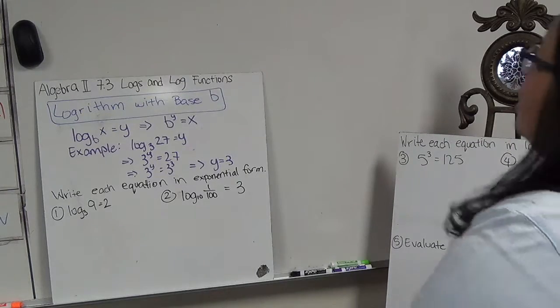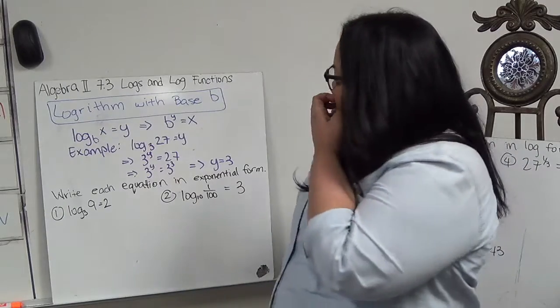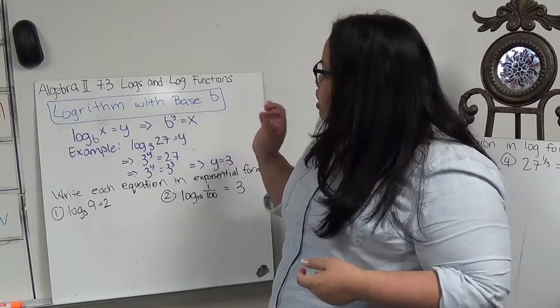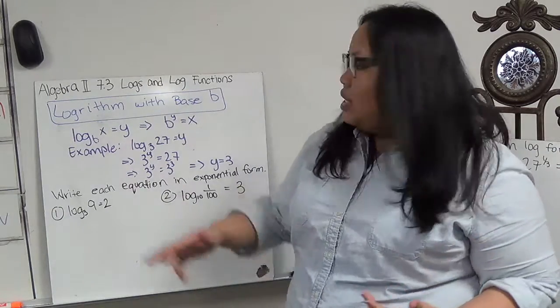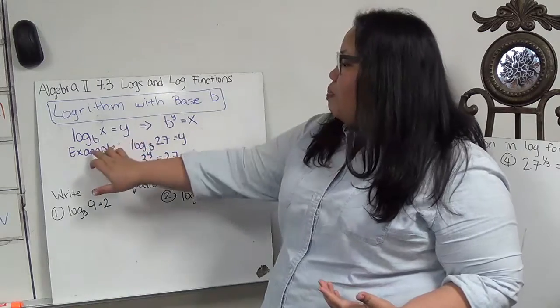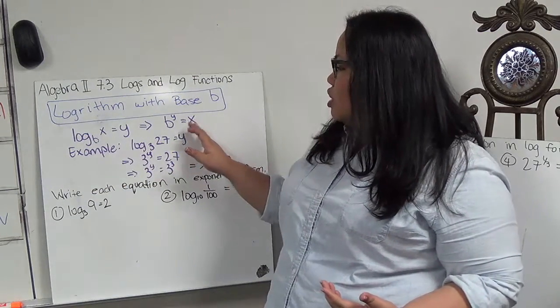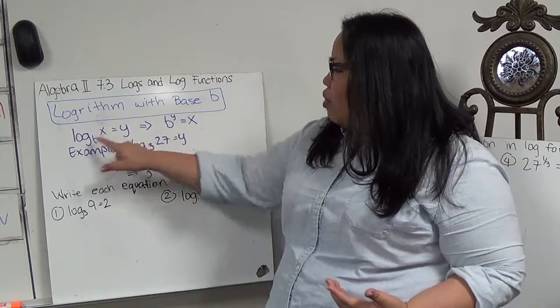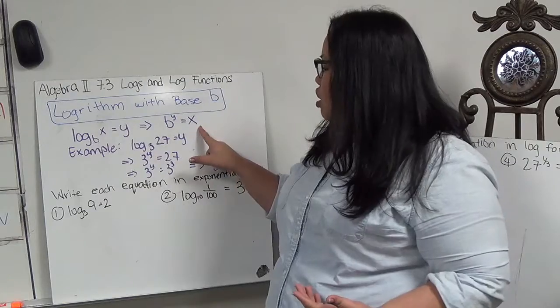In Algebra 2, section 7.3, we're dealing with logs and log functions. The typical log is base 10, but we're dealing with other bases in this section. If you have a base b, whatever b is, you can convert a log to look like this: the base to the power of the answer equals what you're trying to log.